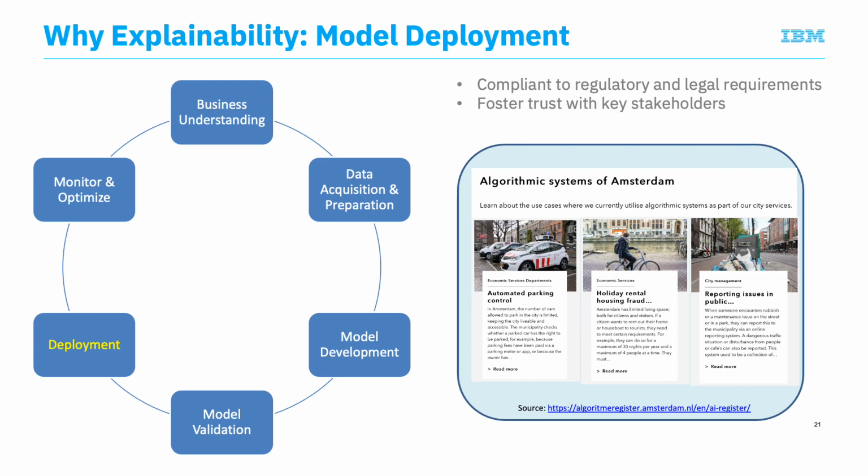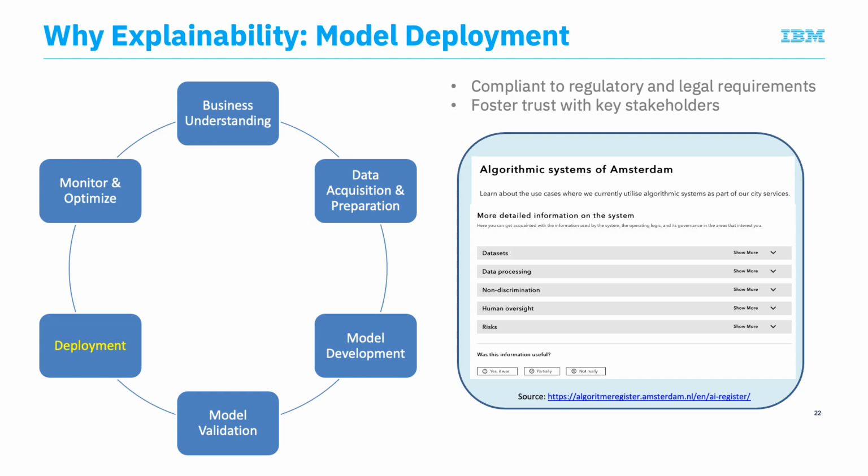During model development, explainability of the models is often important to ensure they comply with regulatory and legal requirements, as well as build trust with key stakeholders. For instance, the Amsterdam government has recently built an algorithm register for all AI models used as part of the city services, such as automated parking control, holiday rental housing fraud risk management, etc. The registry includes both high-level information about each of the models as well as information about the system, including which dataset was used to develop the model, what kind of data processing was involved, what kind of measures were put in place to ensure that the model is fair and unbiased, what kind of human oversight was involved, and finally, what kind of risks were involved.